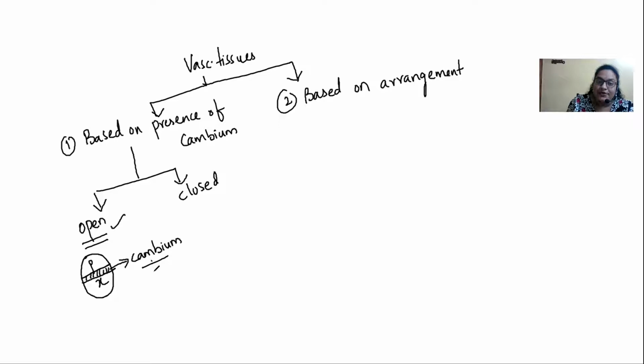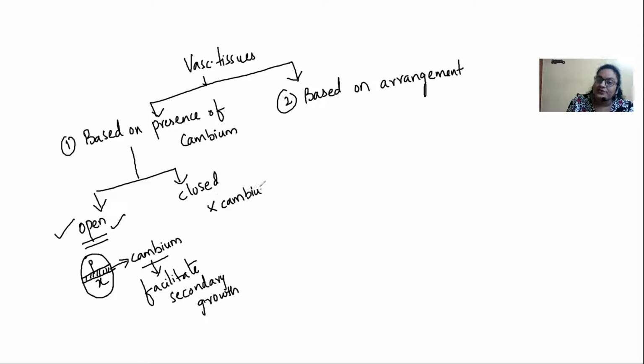Because cambium is going to facilitate the secondary growth. Since there is a chance of secondary growth, and since this is open for secondary growth, we call this an open type of vascular bundle. Now closed is nothing but there is no presence of cambium, children.